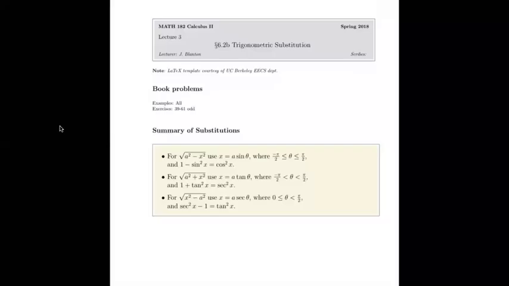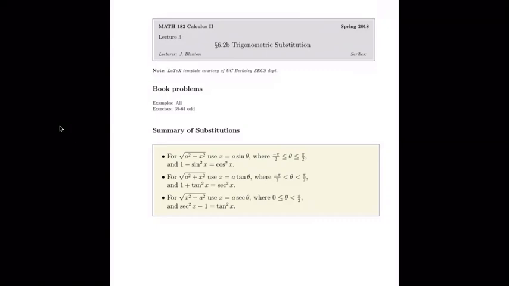6.2b is trigonometric substitution. It's just the later half of section 6.2, and it's related to our trigonometric integrals, only now we'll start with an integral that will not have a trigonometric function in it, but we'll introduce one because it will simplify the expressions that we're trying to integrate.